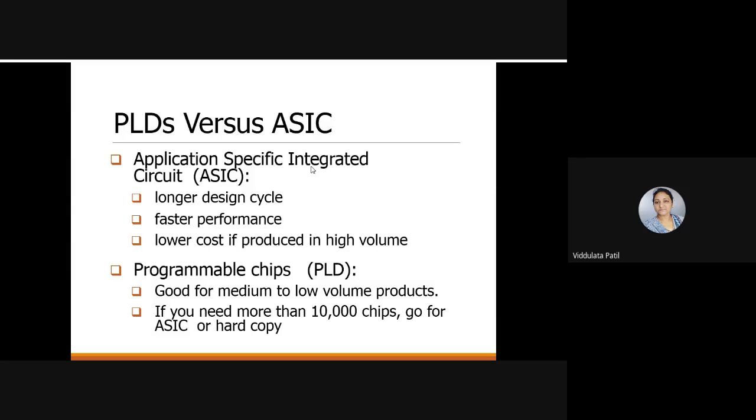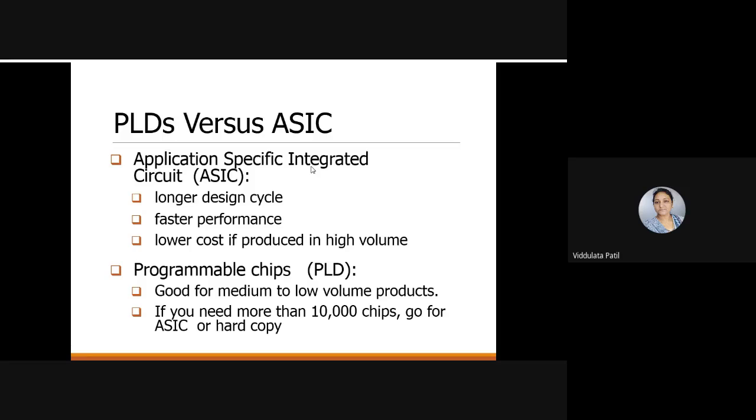about the ASIC. Okay, and if you are going for programmable logic devices, that is a programmable chip only, so the simple version, then it is good for medium or low volume products because it has a smaller number of logic gates, and that is why it is good for low volume products. And if you want a number of chips of the same design, then instead of going for PLDs, you can go for ASIC or a hard copy of that.